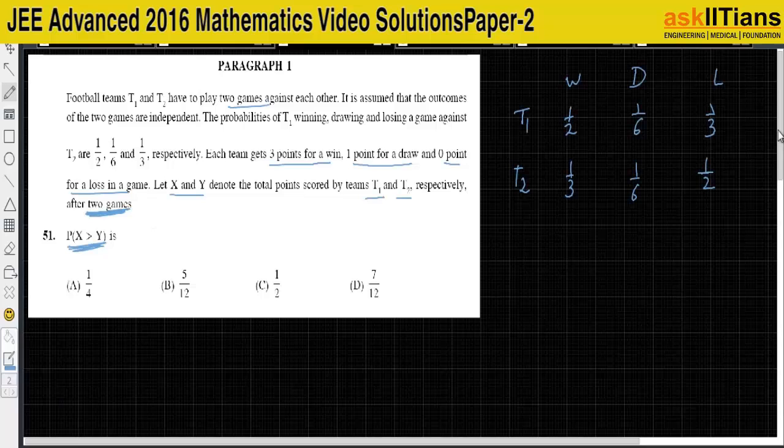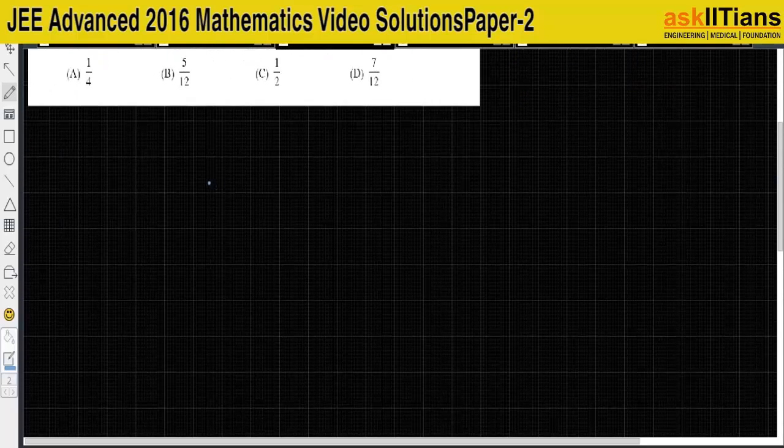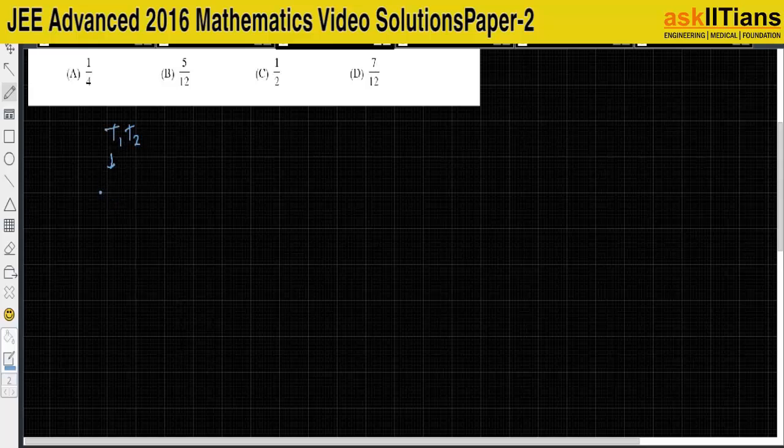So what are the total cases if they are playing two matches? T1 has three options: either T1 will win, or it will lose, or there will be a draw. Again, T2 also has three options. Suppose I write down all the cases, with respect to T1. Either T1 wins both the matches.